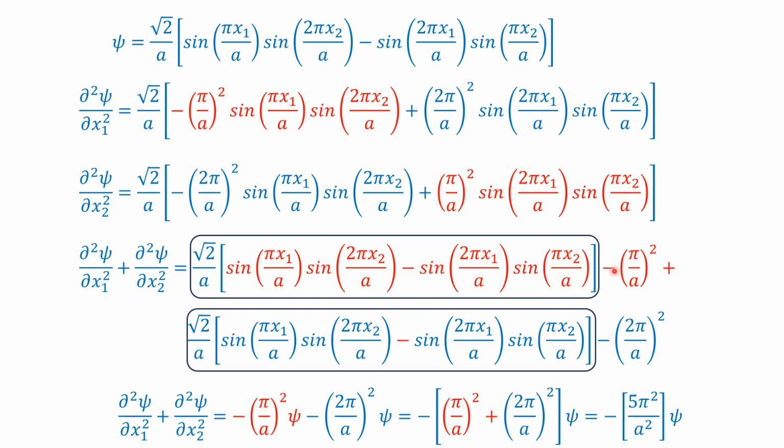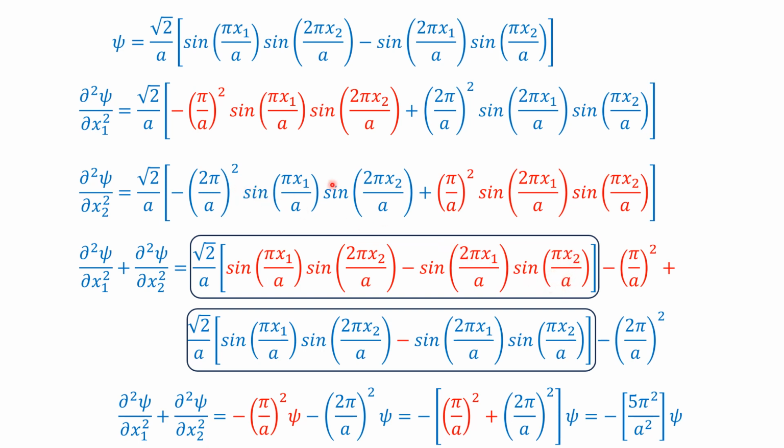Here, because I have taken minus outside, this will become minus, because minus of minus will become plus. So I have changed this sign. So this will be minus sine 2 pi x1 over a multiplied by sine pi x2 over a.